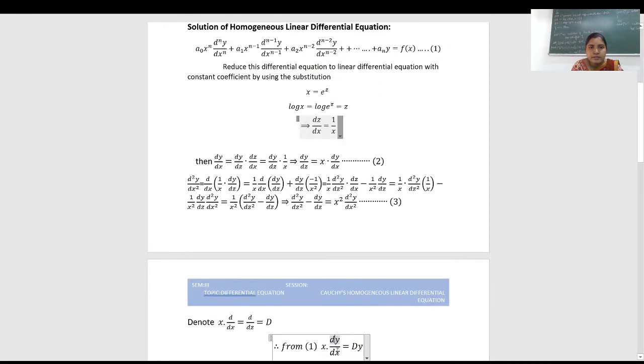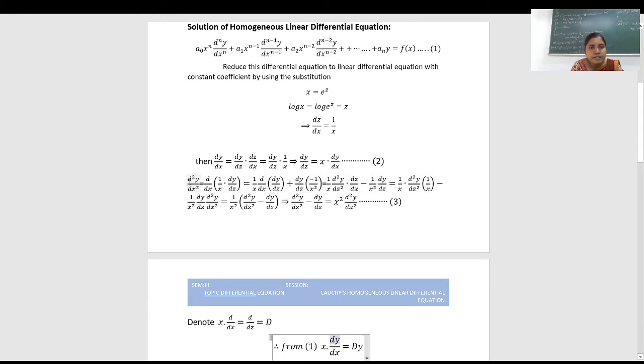Then dy/dx can be written as dy/dz into dz/dx, which is dy/dz into 1/x. Therefore, dy/dz = x into dy/dx. Here I take x to the left hand side. So we have dy/dz = x dy/dx. Consider this as equation number 2.